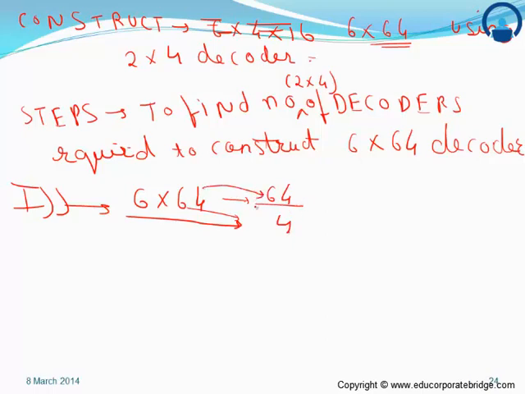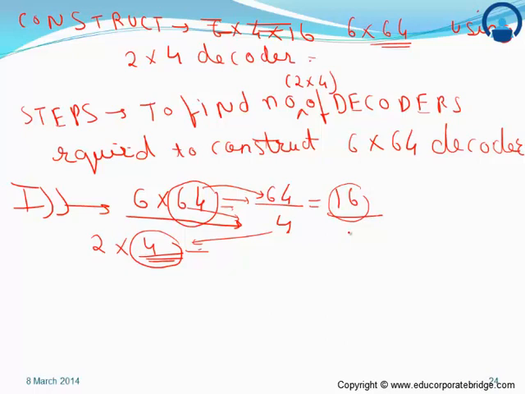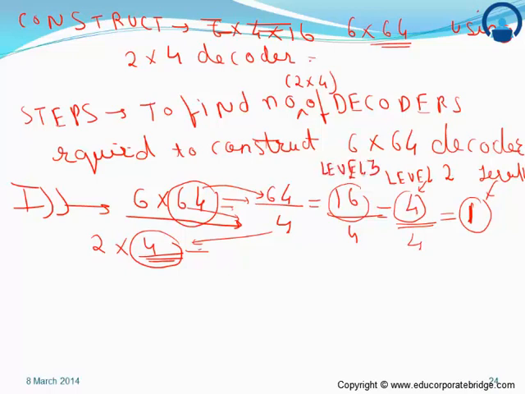This 64 belongs to the 6 cross 64, and this 4 belongs to 2 cross 4. So 64 divided by 4 gives 16, which can again be divided by 4, which gives 4, which can again be divided by 4, which gives 1. So this will be level 1, this will be level 2, this will be level 3.